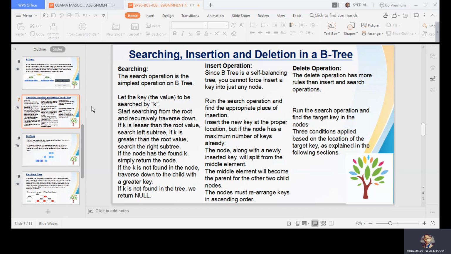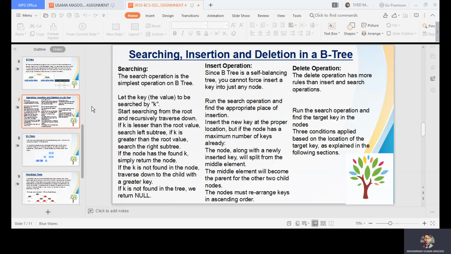While talking about the insert operation, we will run the search operation and find the appropriate place where we can insert our value. Insert the new key at the proper location where it used to be. But if the node already has the maximum number of keys, what will we do? The node along with the newly inserted key will split from the middle element, and the middle element will become the parent for the other two child nodes.